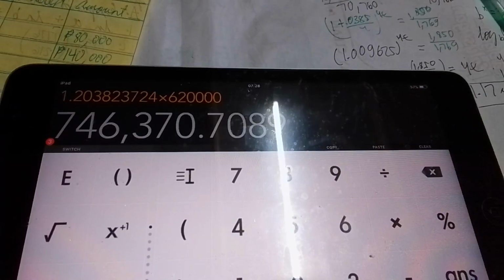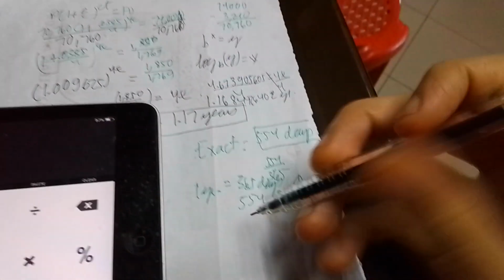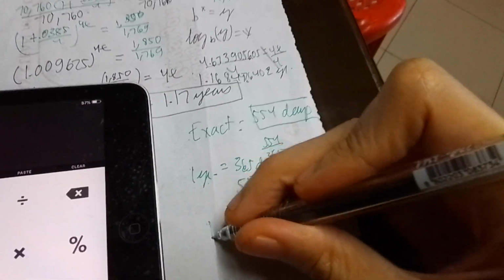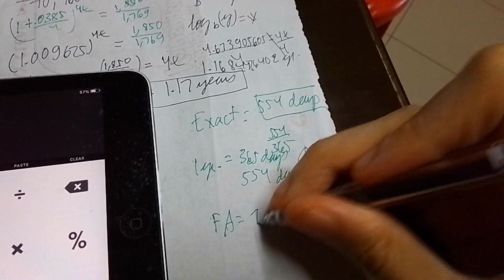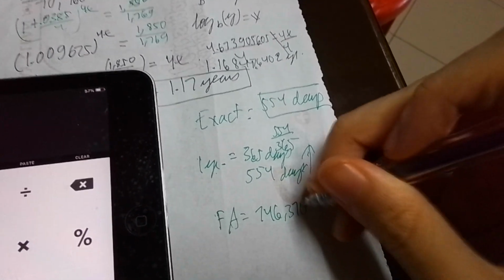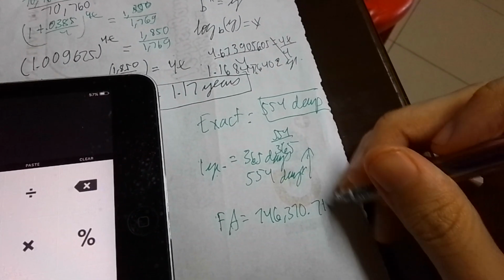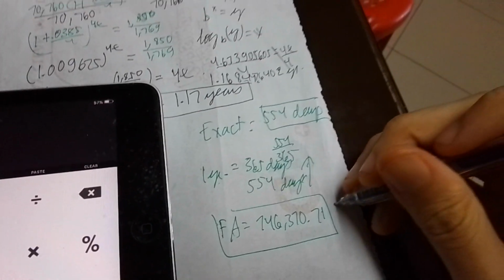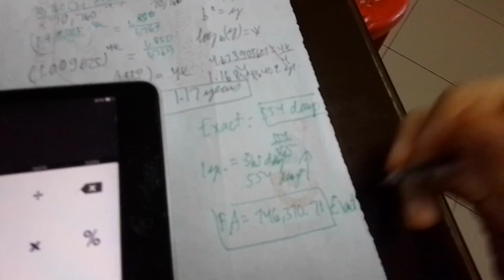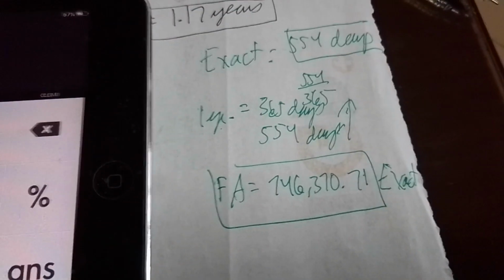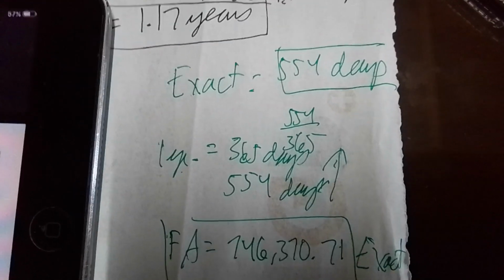Hence, your future value in exact interest is supposed to be 746,370.71 pesos in exact interest. Okay? That is the value that you get in exact interest. That's what you get when your interest is exact.